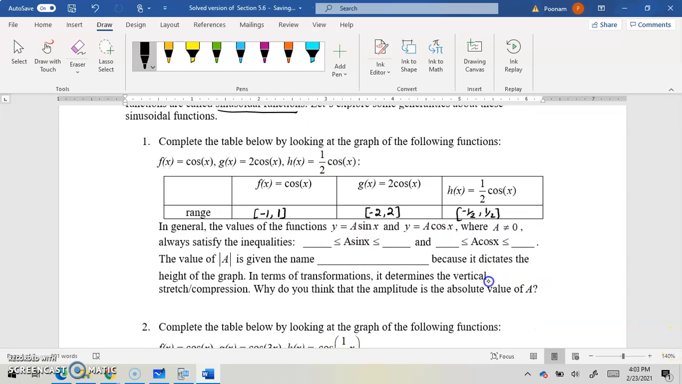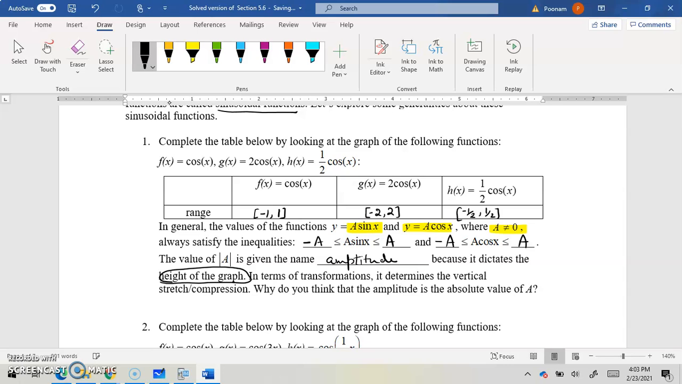half. In general, the value of any function a sin x and a cos x, where a is non-zero obviously, because if it is 0, it will just become a zero function, always satisfies the inequalities that a sin x would lie between -a and a, and a cos x would lie between -a and a. The absolute value of a is called amplitude. That is what we say as amplitude, because it dictates the height of the graph from the x-axis.